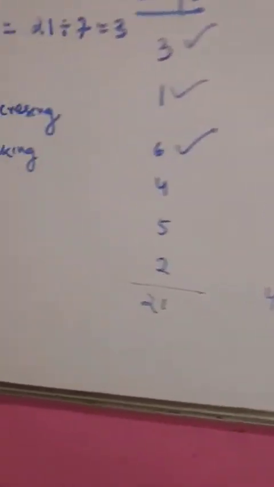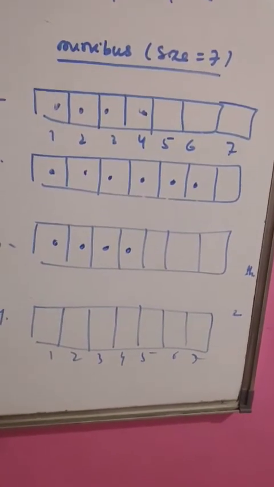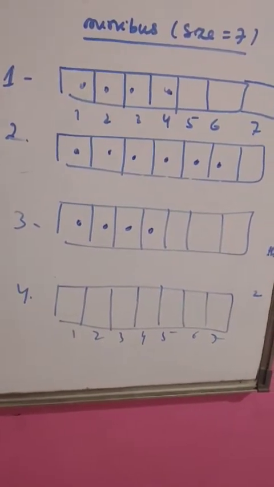Now the next group is 5. For 5, bus 1 does not have enough room. In bus 2 only one seat is left. In bus 3 only 3 seats are left. So I go to the fourth bus.